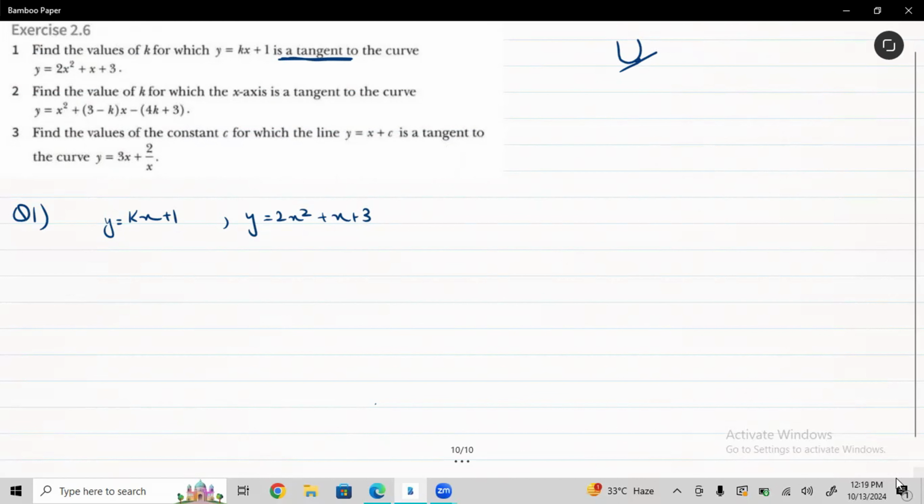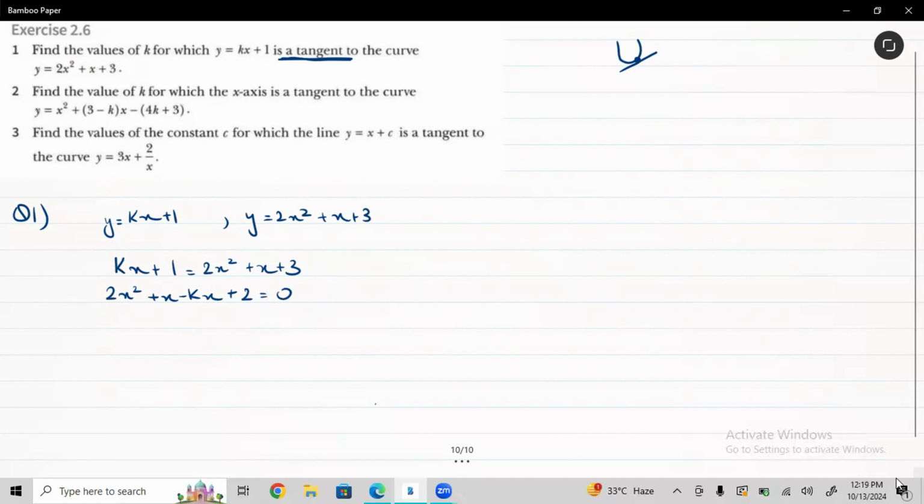How will we solve this? Just as both of these are intersecting, we can say that y and x values would be the same at those intersection points. So what we are going to do is equate both of the equations. We are going to say kx plus 1 equals 2x squared plus x plus 3. Now what we're going to do is just directly solve this. So it's going to be 2x squared plus x minus kx plus 3 minus 1, which is plus 2, equals 0.